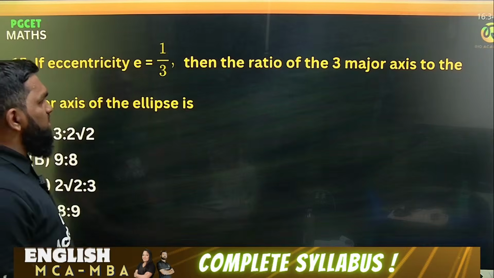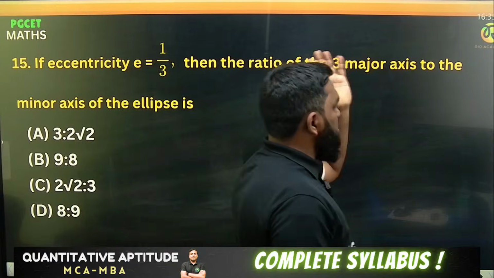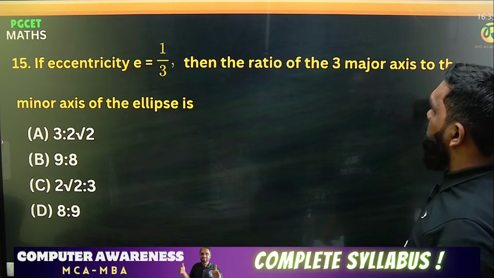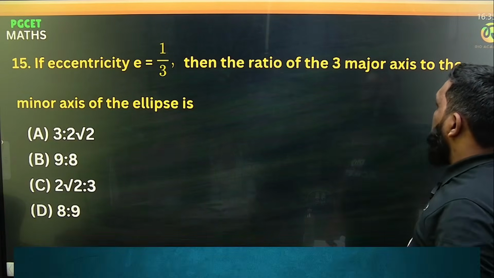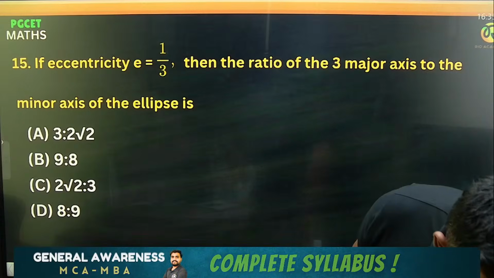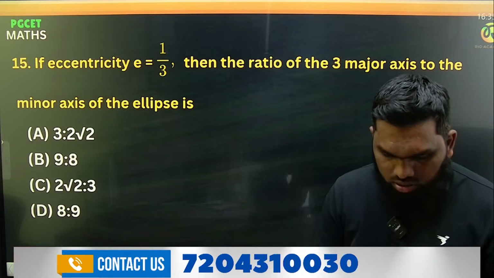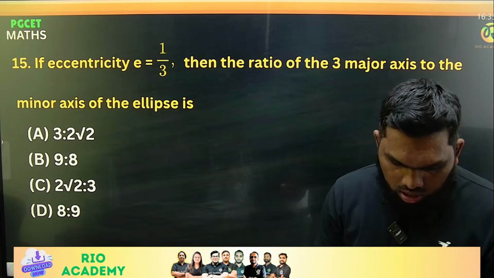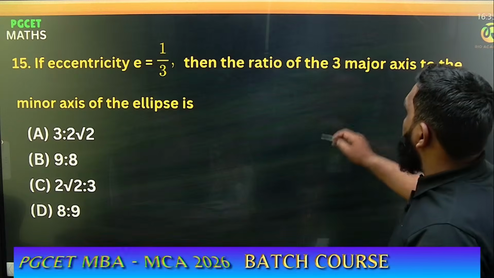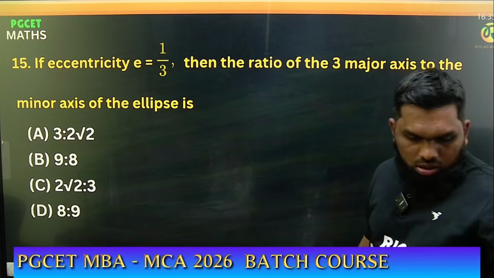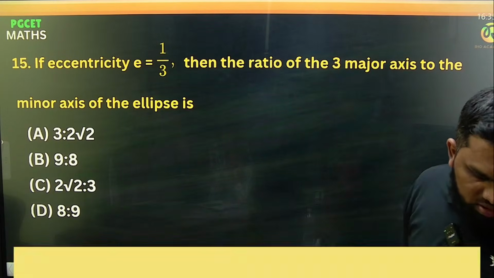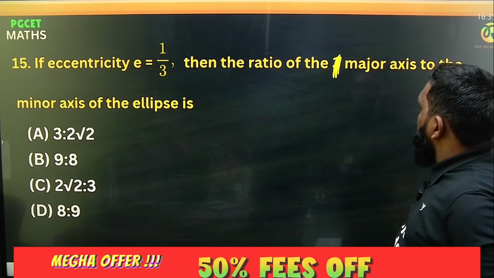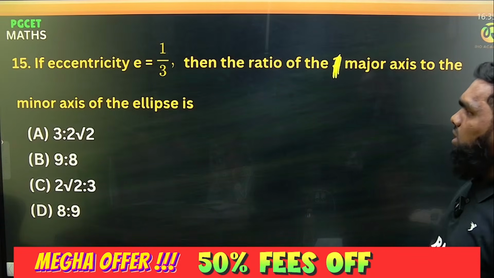Eccentricity e is equal to 1 by 3. Then the ratio of the major axis and minor axis of the ellipse. Let's check the question once again. Then the ratio of the major axis to the minor axis of the ellipse.